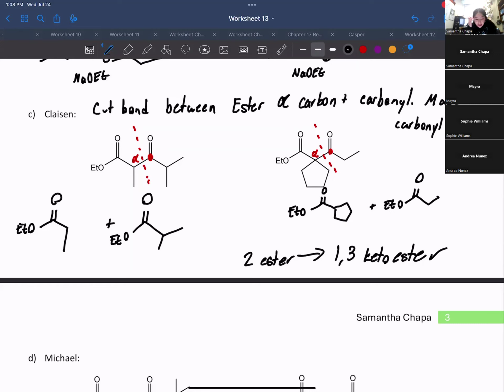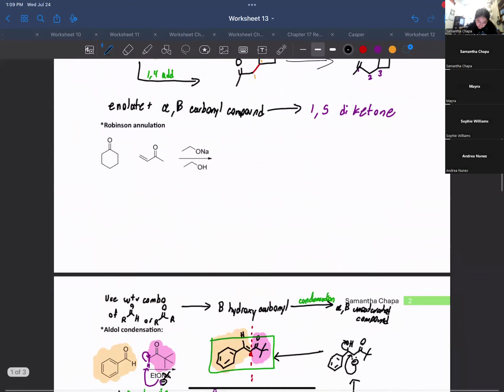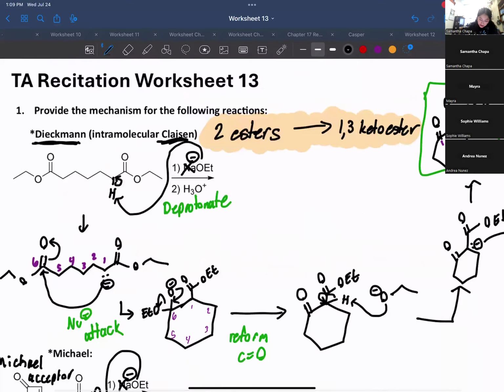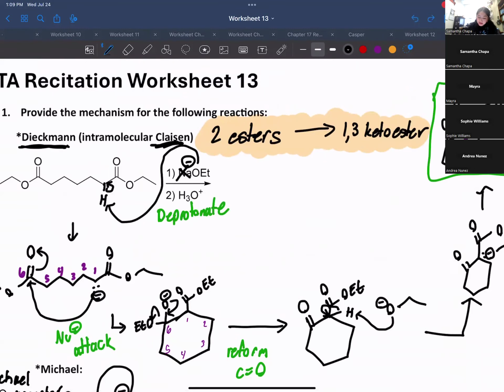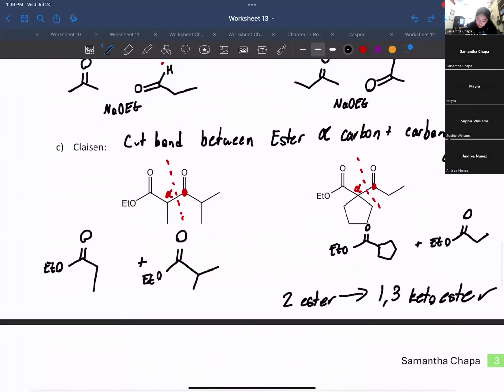And then, Sarah had a good point. In order to have all of your reagents there, we'll look back at this Claisen reaction. You need your base and H3O+. So along with what we just wrote, you'll need a base and H3O+. It's the same thing over here, a base and H3O+. Any questions so far?